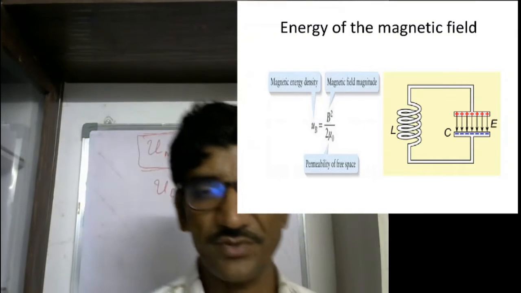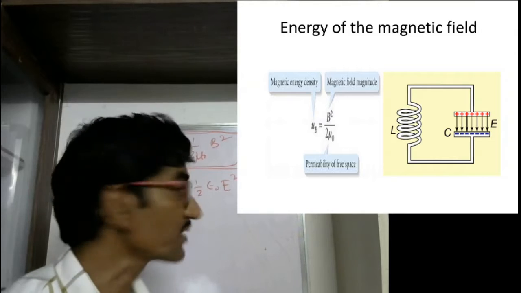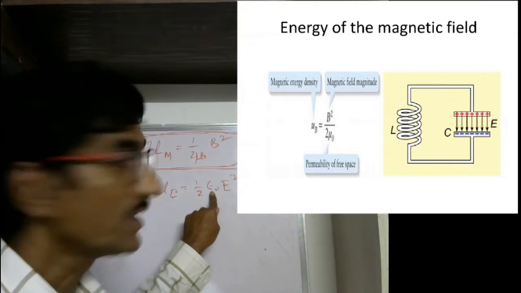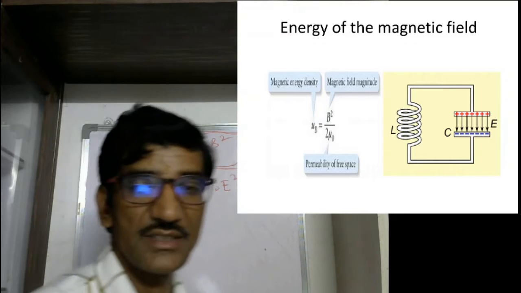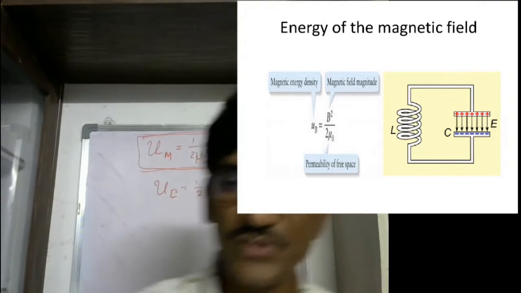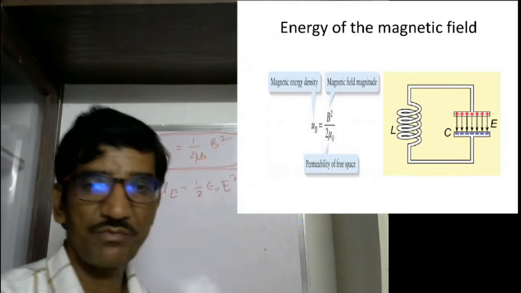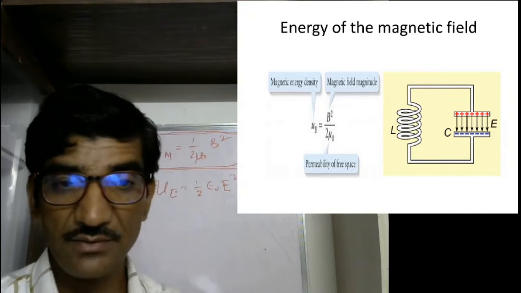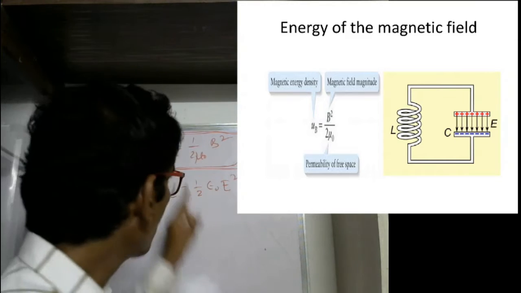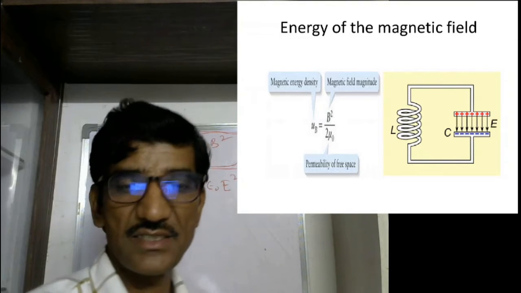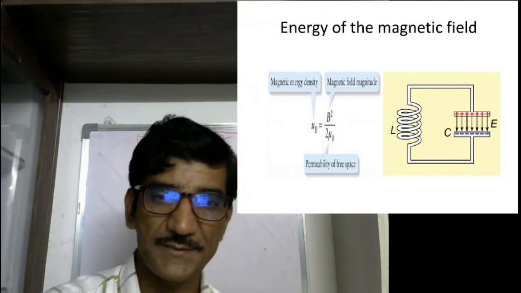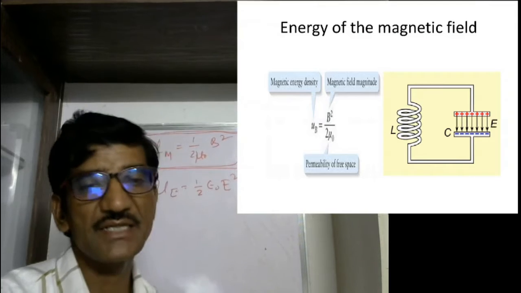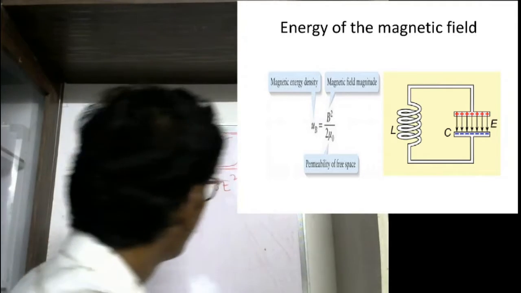Square of the magnitude of the magnetic induction vector. Here you have epsilon naught, permittivity. Here you have mu naught, permeability. That is the difference. So inside that coil, for every unit volume, you have this much magnetic energy. This is what we have about the magnetic energy density.